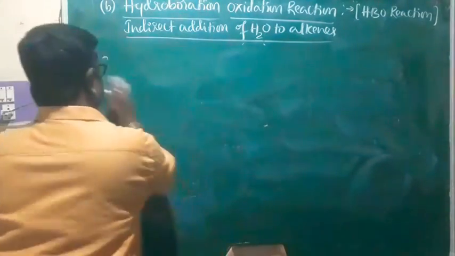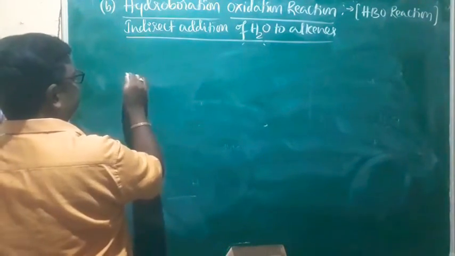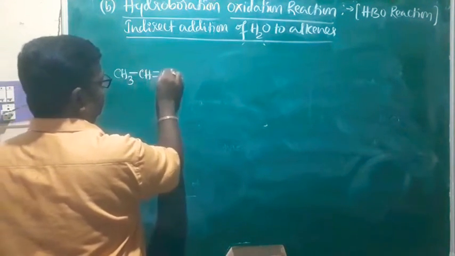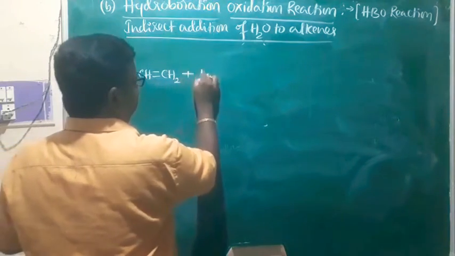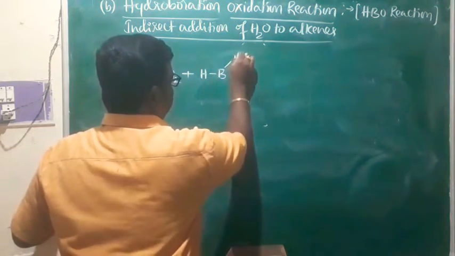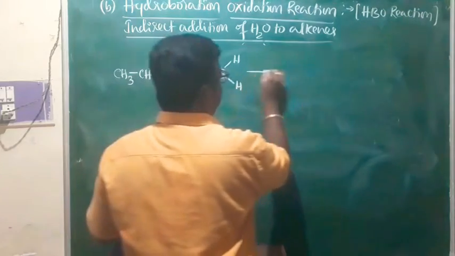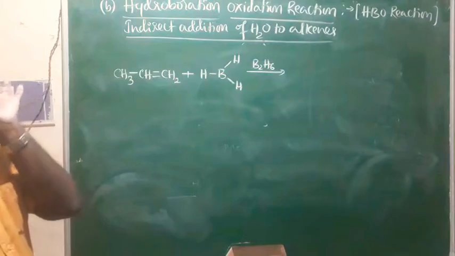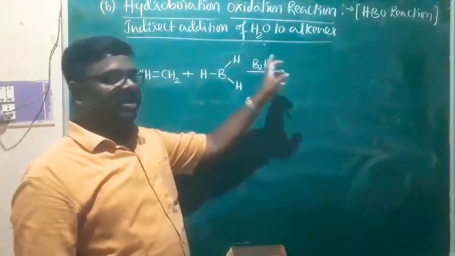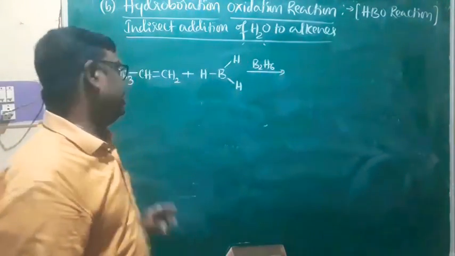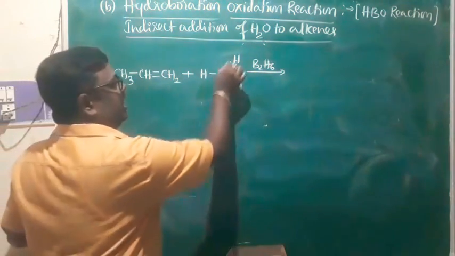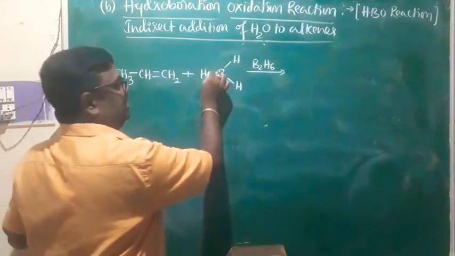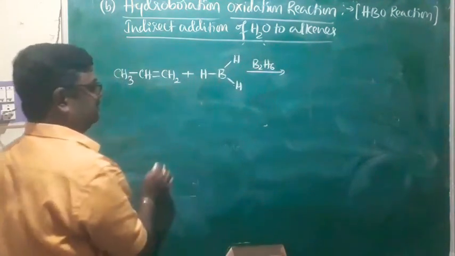Right, we have CH3 CH double bond CH2. Naturally that reacts with borane, BH3, which exists in the form of B2H6, but in the reaction BH3 will take part. Now look, boron hydride is electron deficient, and it is attached to 3 hydrogen atoms.